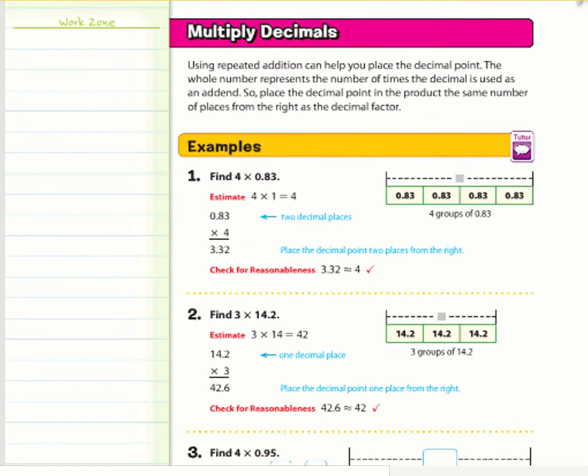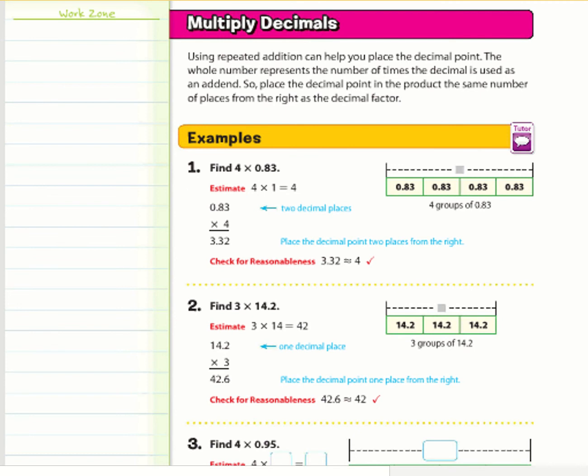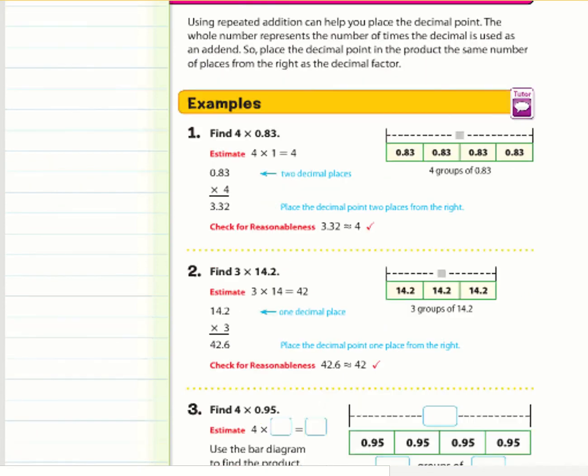So we're going to move on to multiply decimals. It says using repeated addition can help you place the decimal point. The whole number represents the number of times the decimal is used as an addend. So place the decimal point in the product the same number of places from the right as the decimal factor. So number 4 says 4 times 83 hundredths, for example 1.